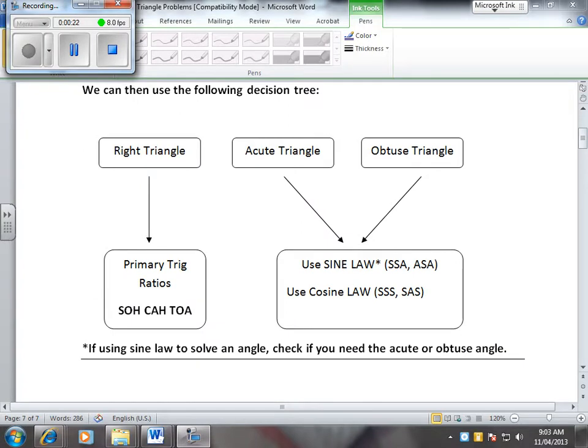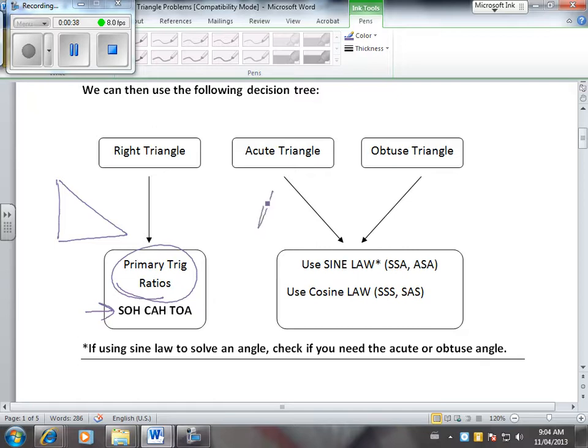So if you look at your triangle and you have a right triangle, go to your primary trig ratios right away. Go to SOHCAHTOA. It's the easiest thing to do. It's the most straightforward. Don't get tangled up in sine and cosine law if you have a right triangle.